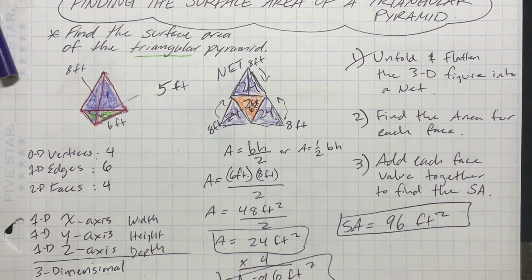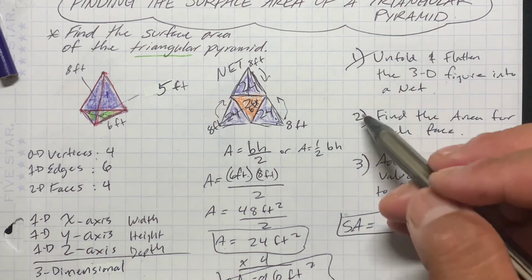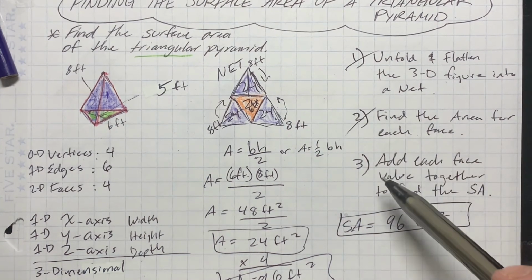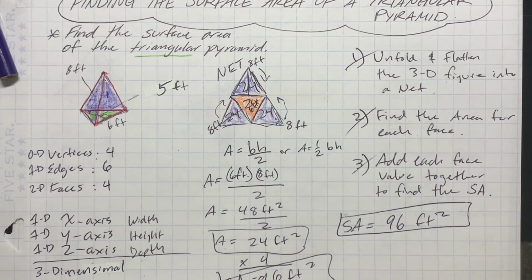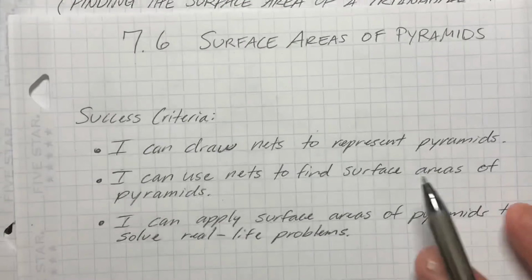So again, step 1 is you unfold and flatten the 3-dimensional figure into a net. Step 2, you find the surface area for each face. Step 3, you add each face value together to find the total surface area of the 3-dimensional figure. In this case, this is a triangular pyramid. All right, my friends, there you go.